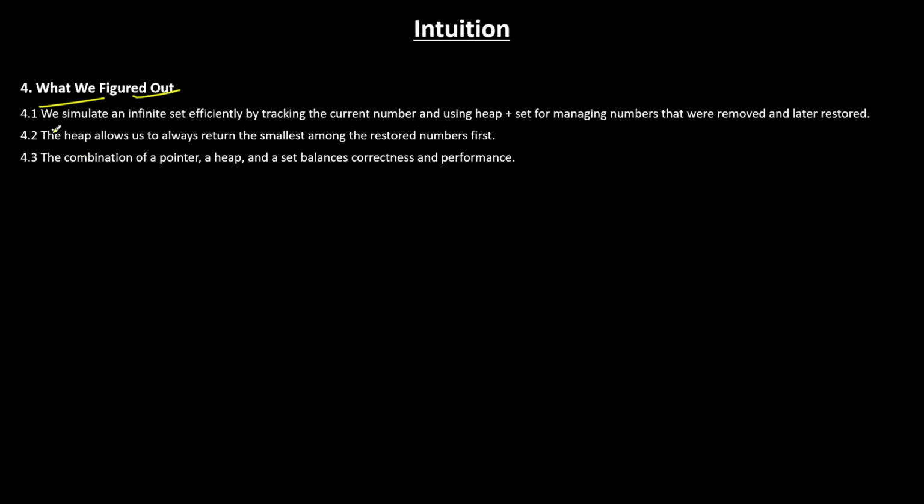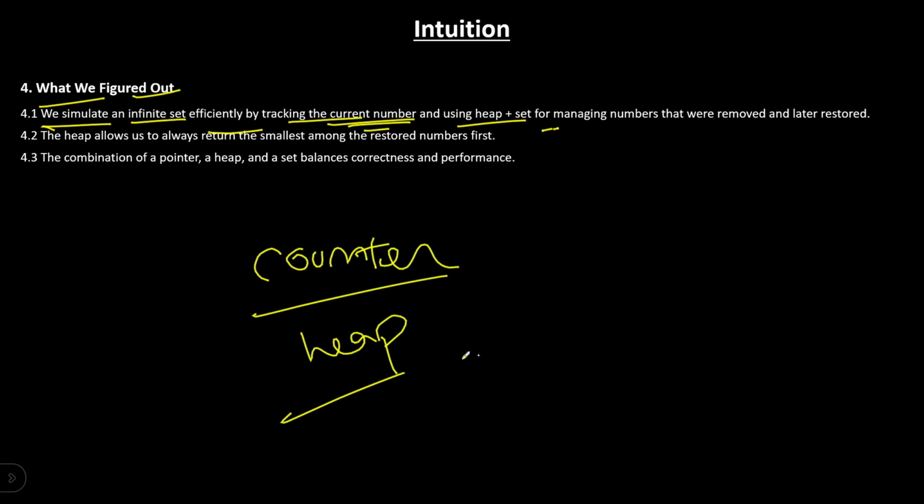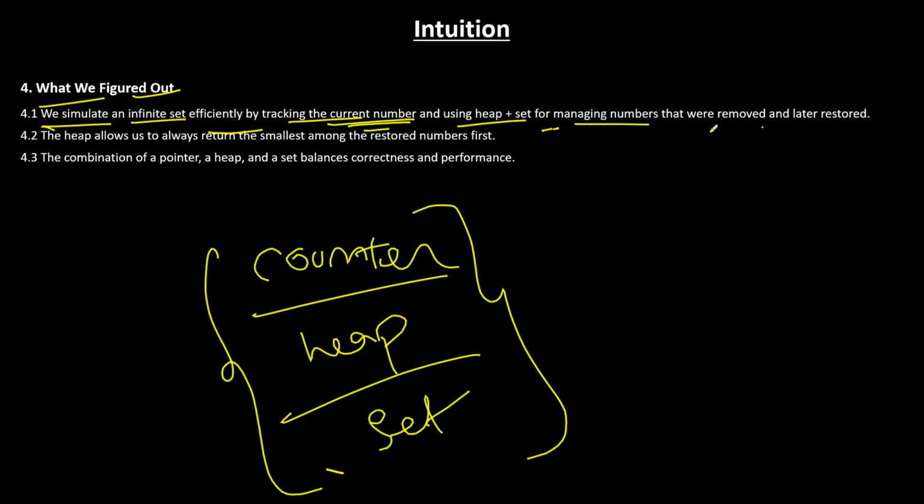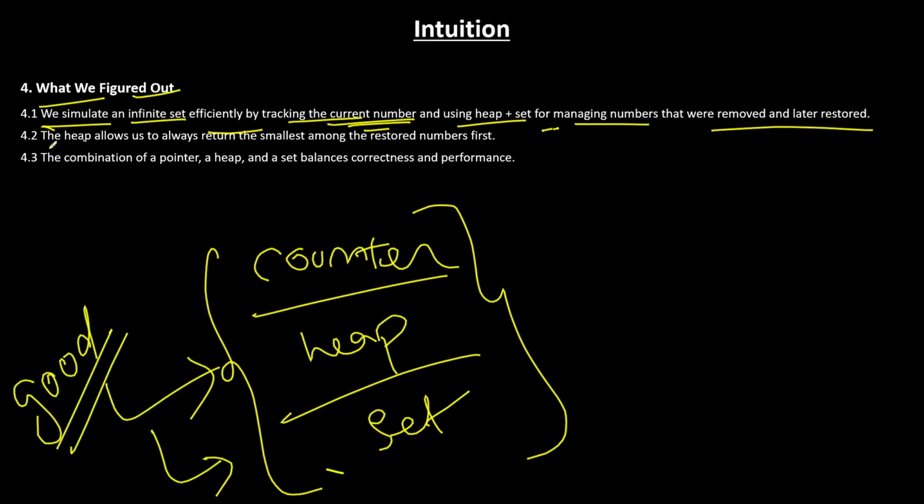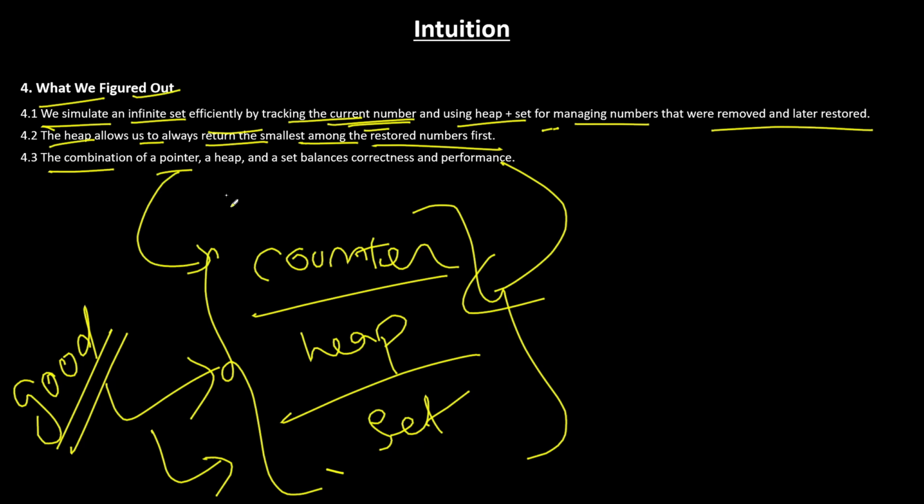Now, what we figured out: we simulate an infinite set efficiently by tracking the current number variable and using a heap and a set. So we boiled it down to using a counter variable, and then using a heap and using a set. This also reduces our time complexity for managing numbers that were removed and later restored. This is a pretty good question to have a good grasp of heap and set. The heap allows us to always return the smallest among the restored numbers first. Use of a heap, min heap case. The combination of a pointer, which is basically a counter, a heap, and the set balances correctness and performance.